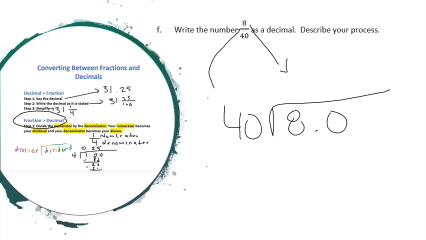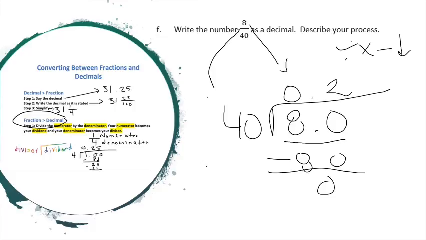All right, so divide. How many times can 40 go into 8? It can't. We're still on divide. How many times can 40 go into 80? It can go into 80 2 times. Multiply. 80. Subtract. 0. Nothing to bring down.